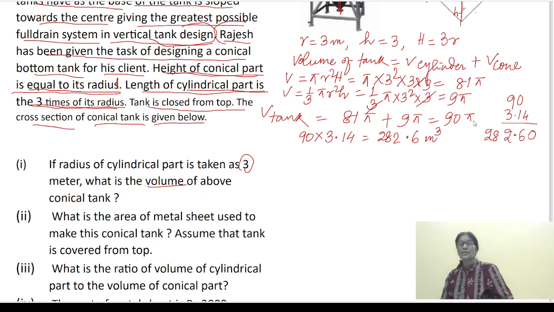90 pi, 90 into 3.14, that will be this much. So this part 1 answer is done. This is 282.6 meter cube.